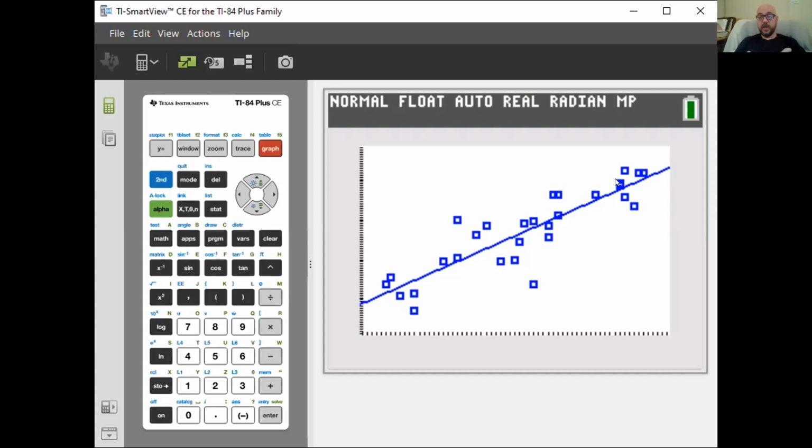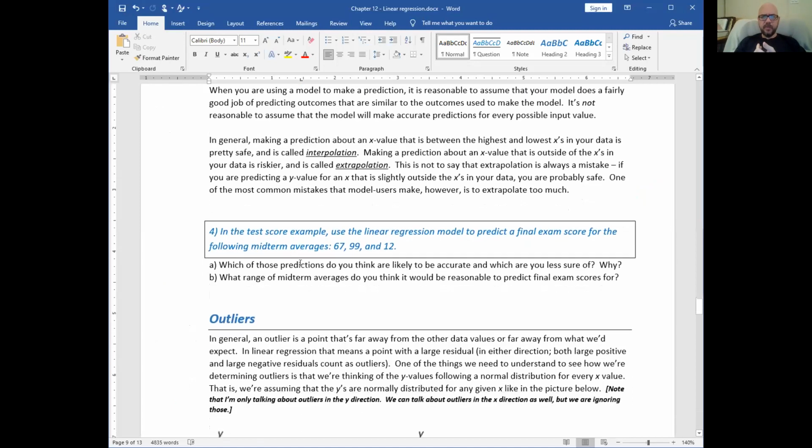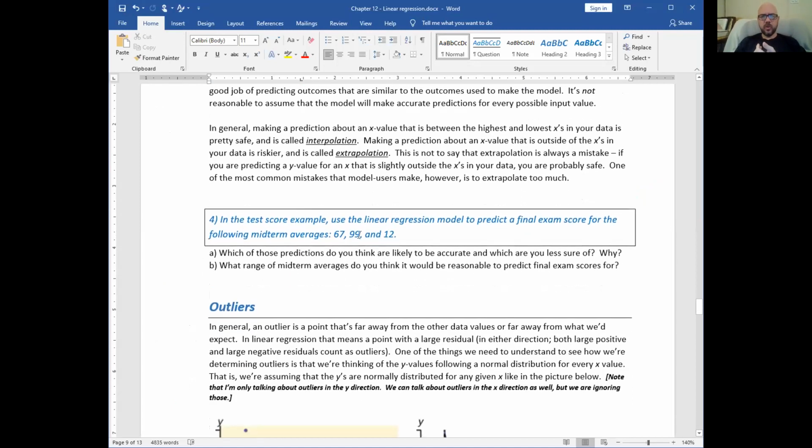So let's see how to actually find a prediction based on the model. I'll show you two different ways in the calculator. And then we'll learn about outliers and then how to do this in other formats as well. So here's how you can actually make a prediction. Let me go back to the notes real quick. I'm going to make predictions for these midterm averages: somebody who got a 67 average, somebody who got a 99 average, and somebody who got a 12 average.